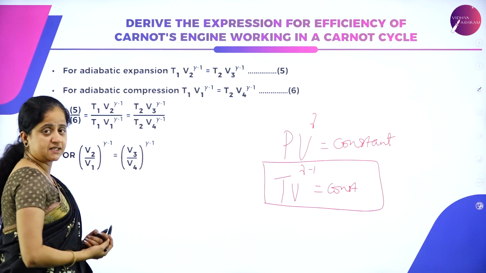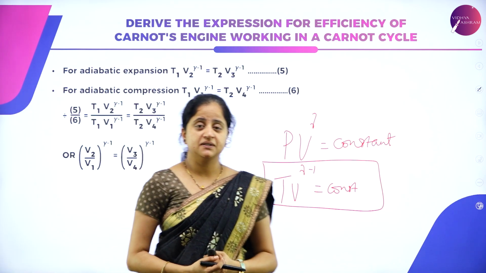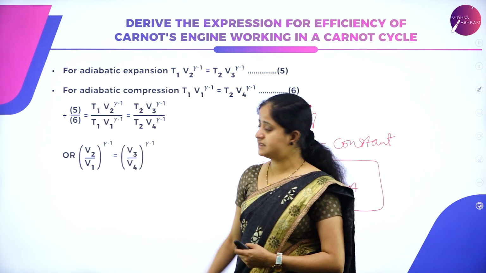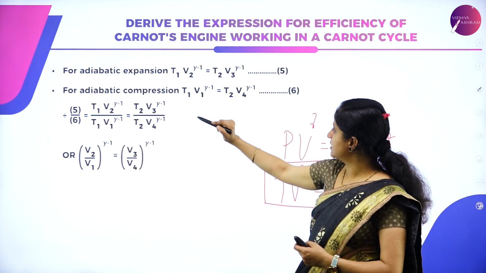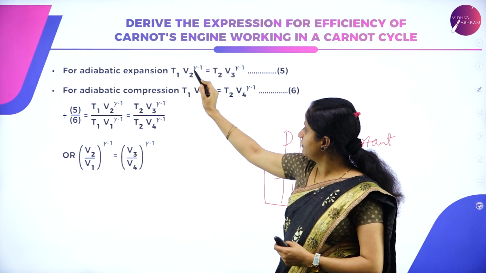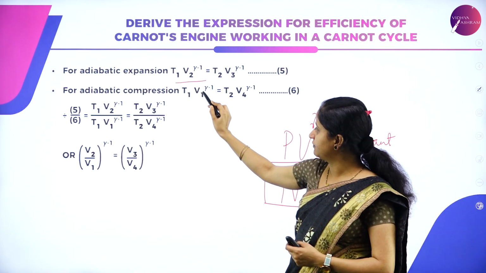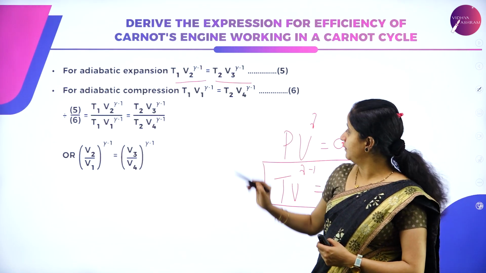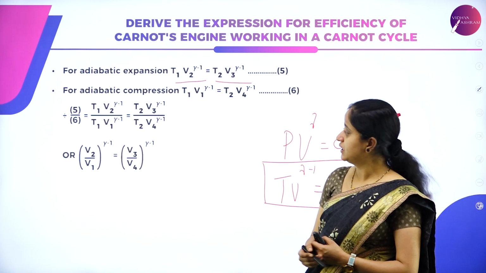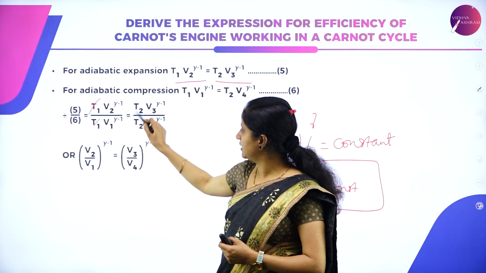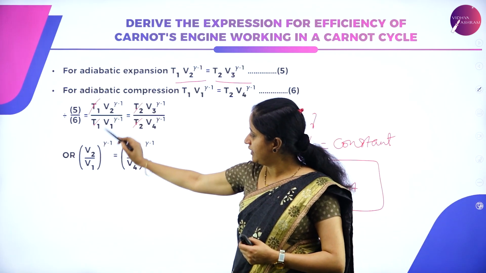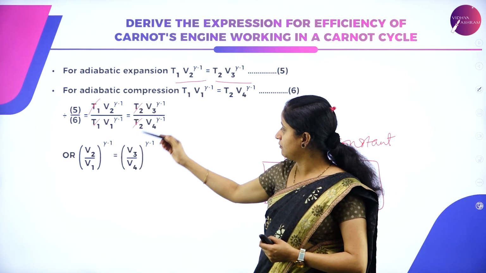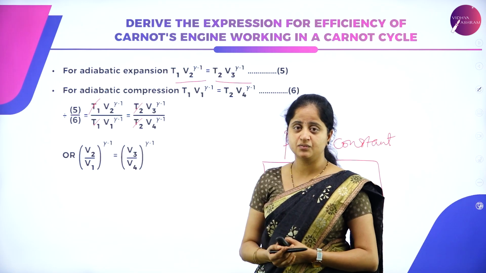That's our equation 6. Now for simplification purpose, let us divide equation 5 by 6. This is our fifth equation, this is our sixth equation. T1 V2 gamma minus 1 divided by T1 V1 gamma minus 1, which is equal to T2 V3 gamma minus 1 divided by T2 V4 gamma minus 1. Here I can cancel T1 and T1, T2 and T2, and we remain with V2 divided by V1 to the power gamma minus 1, since the powers are same, which is equal to V3 by V4 to the power gamma minus 1.